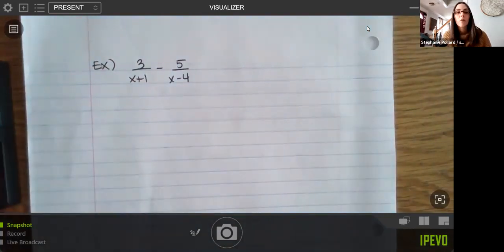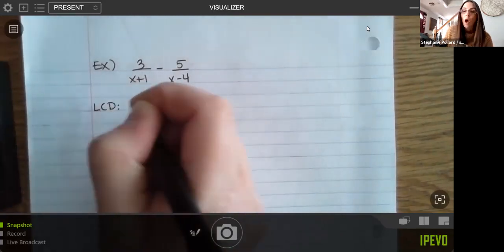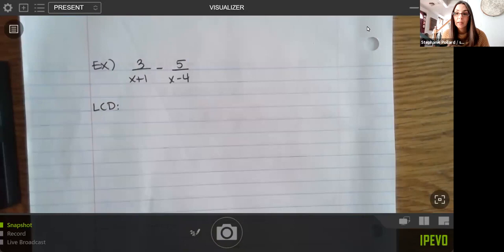So here I have 3 over x plus 1 minus 5 over x minus 4. And I definitely have different denominators. So I cannot just go in and just add or subtract these. I have to have common denominators here. So with polynomials, the LCD can be a little trickier, right? Because it's not just a regular number. So what I like to do for my LCD is just combine all possible factors for my denominators.